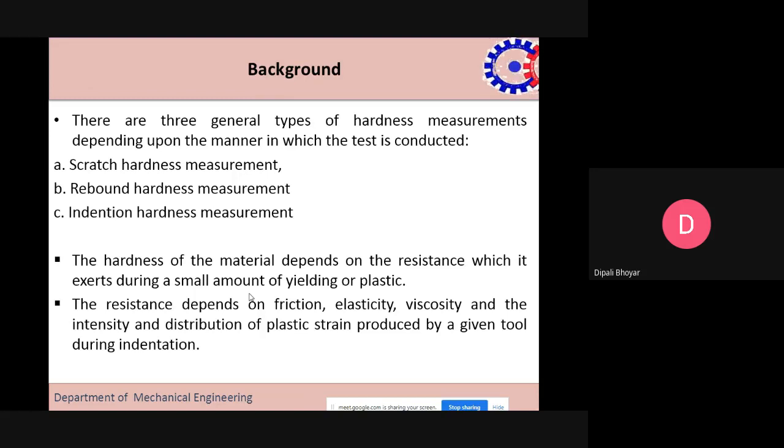Okay, the hardness of the material depends on the resistance, as I already told you. So hardness is nothing but the resistance that a particular material shows when we apply an external force on it. This resistance depends on the friction, elasticity, viscosity, and the intensity and distribution of the plastic strain produced by a given tool during the indentation. Okay.